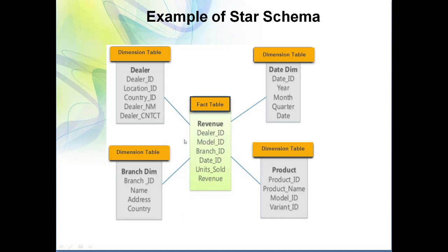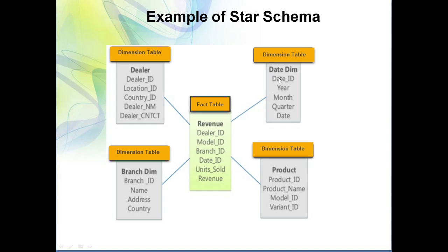Suppose I need to represent the revenue of a particular company. For that purpose, suppose I decide to use a star schema. I know that star schema consists of two things, one is a fact table and second one is a dimension table. So what is a fact? Revenue of a particular organization is a fact, and what are the dimensions? The date of that revenue, product, branch, as well as the dealer. These are considered as dimensions for this fact, revenue.